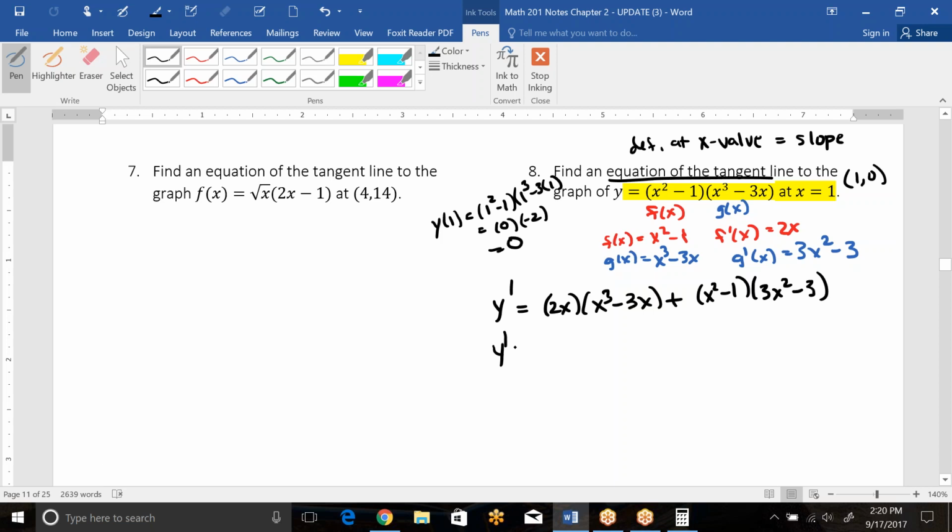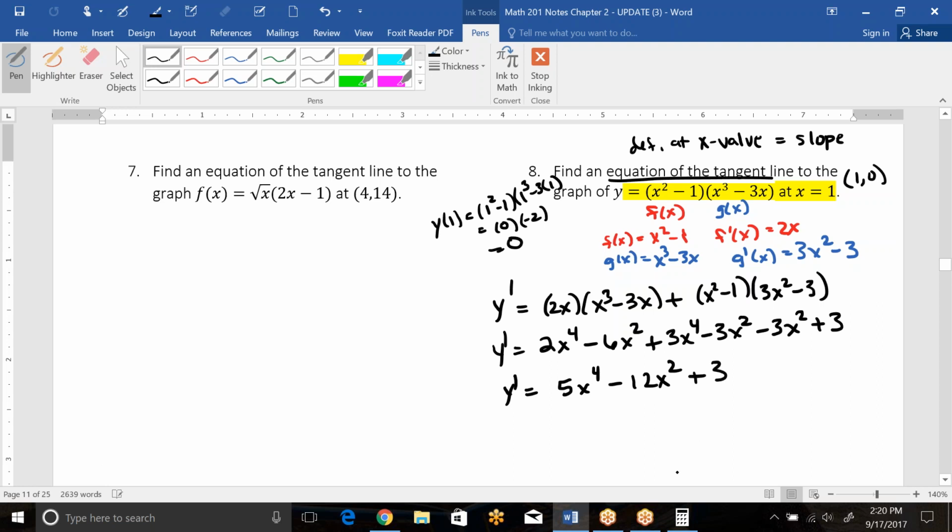Distribute everything out. We get 2x to the fourth minus 6x squared. This one we'll have to distribute by FOIL. That will be 3x to the fourth minus 3x squared minus 3x squared plus 3. So I'm getting that I have 5x to the fourth minus, let's see, this is negative 6, take away 3, that's going to be minus 12x squared, and then plus 3.